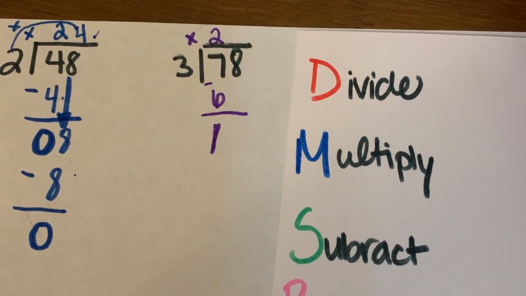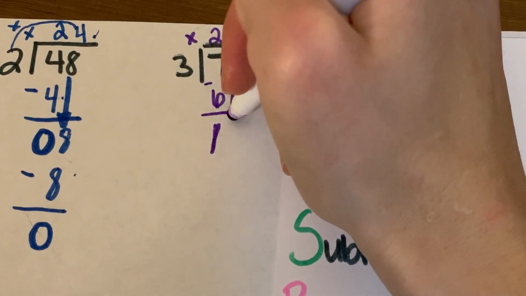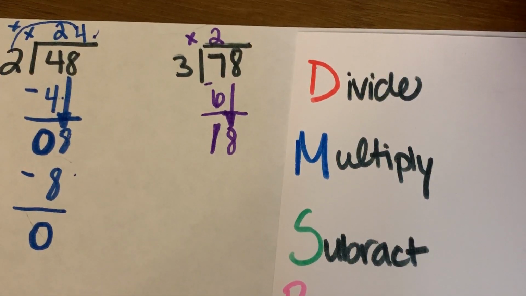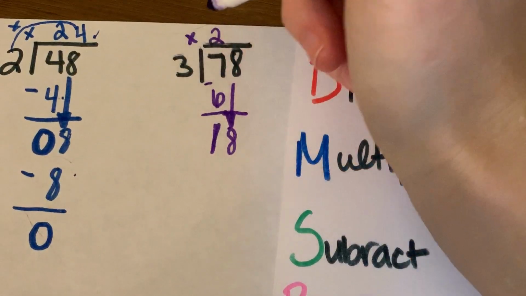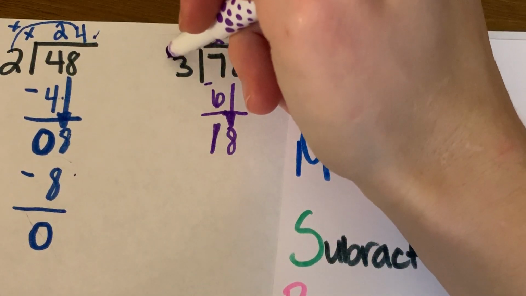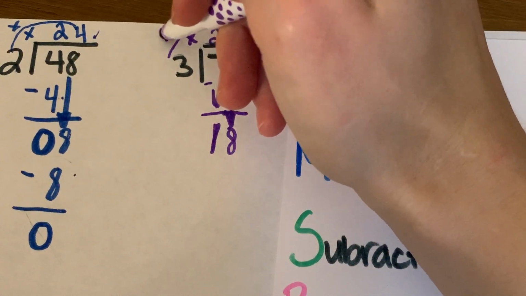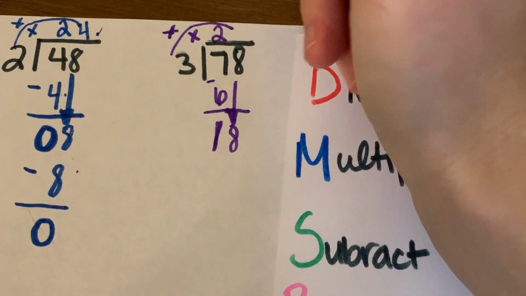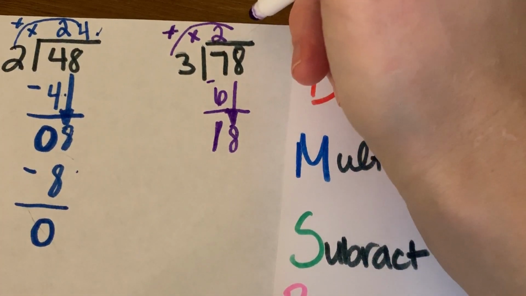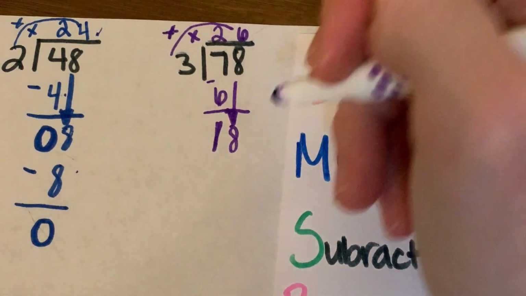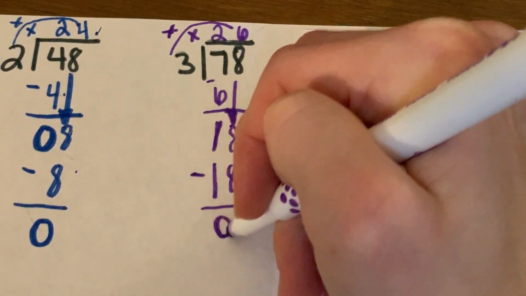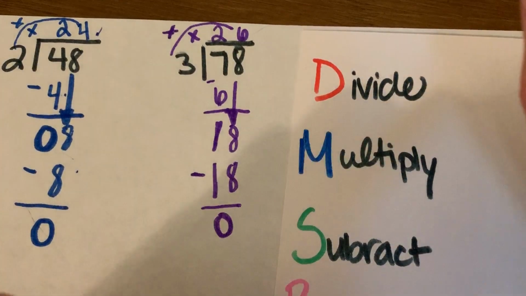Go ahead and do the next step. I'm going to bring down 18, or the 8, and make 18. Go ahead and do the next step. Okay, so 3 times something gives me 18. In this case, 3 times something just gives us 18. Go ahead and write it down. It is a 6. 3 times 6 is 18. I'm going to subtract, and I get 0. We do not have a remainder here.